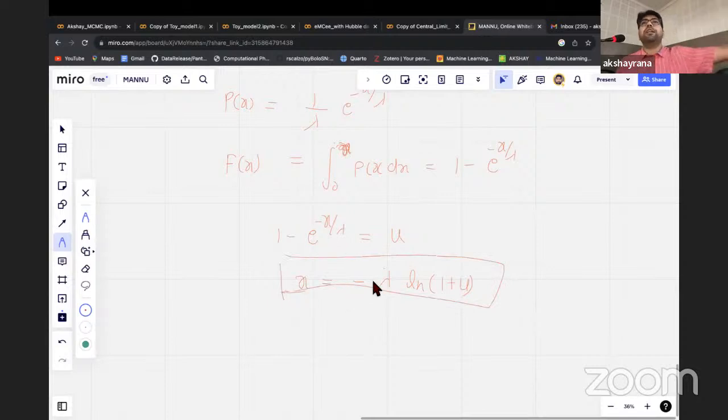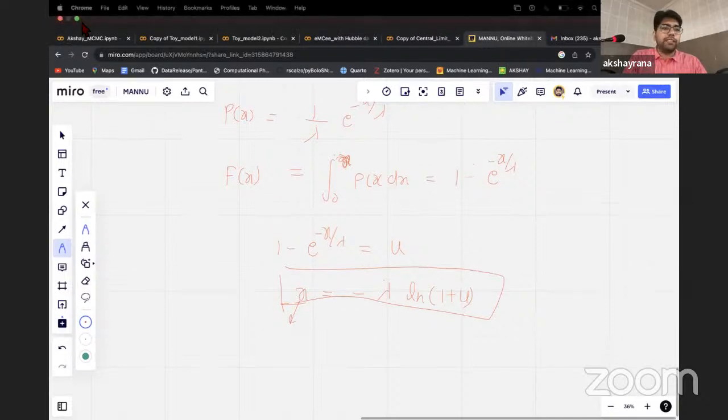What I'm claiming is, in case I have uniform random numbers, this is just a function. I'll keep putting in the values of u and make this transformation. If I create a chain of x and plot the histogram corresponding to that, it should follow the given distribution. This is a simple exponential function. Let's try to do this exercise over here.